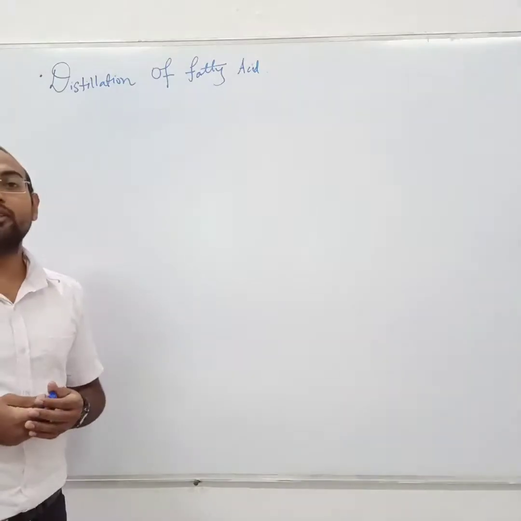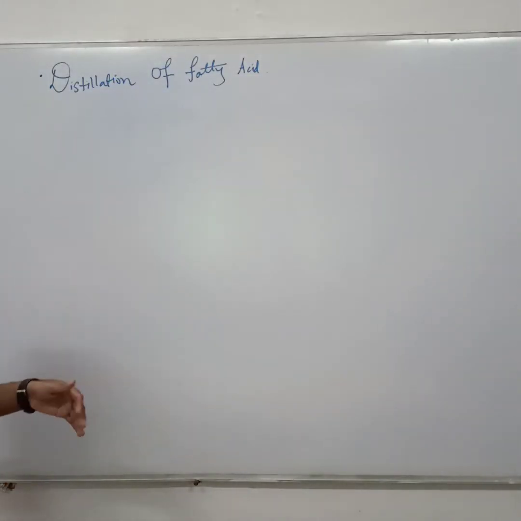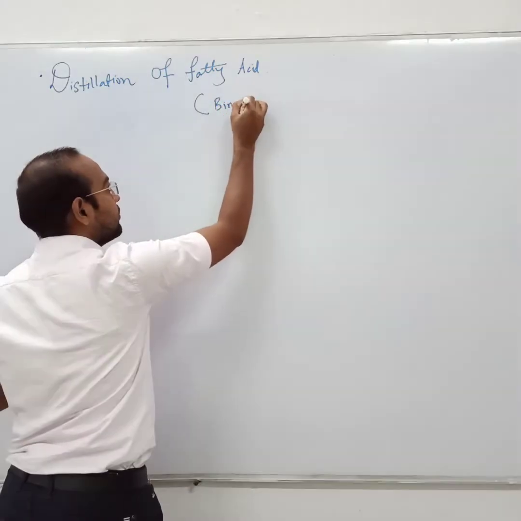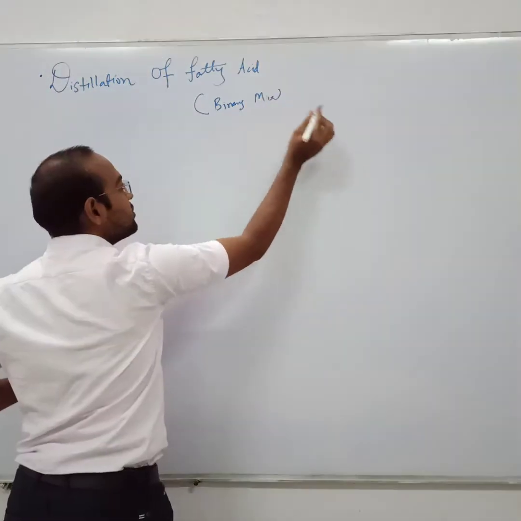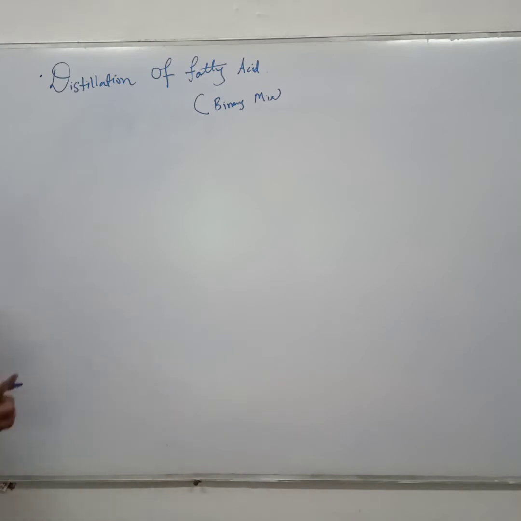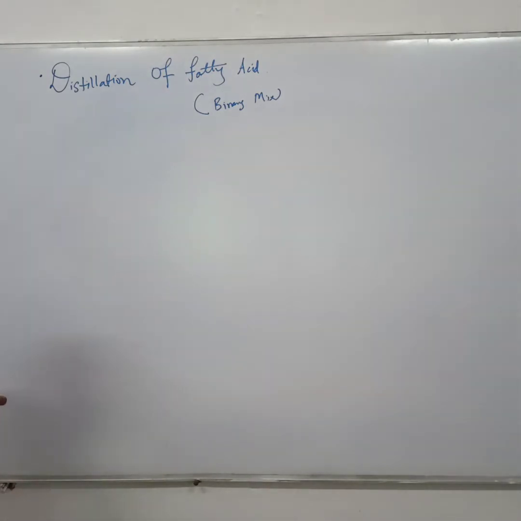Hello everyone, today we will see a numerical on distillation of fatty acid. Instead of assuming a multi-component mixture, we are just assuming a binary type of mixture, which means there are only two components. Before moving directly to the numerical, I will link this numerical with our theoretical concept. So first of all, we are considering coconut oil.